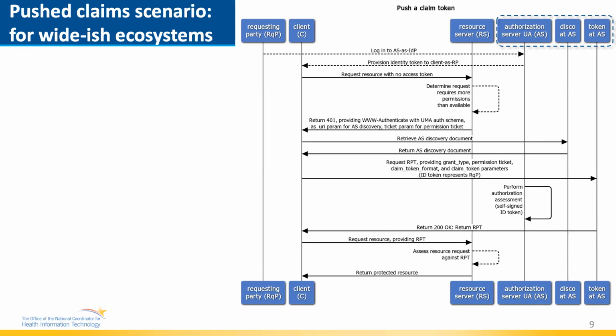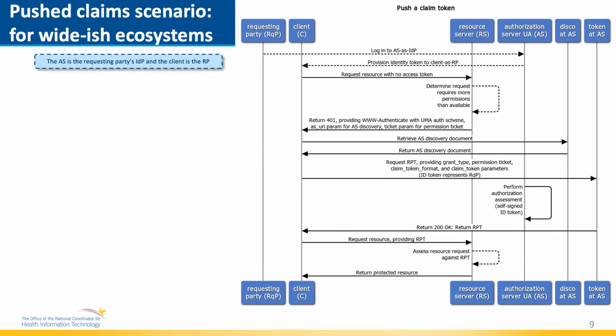So first note that what I've done in this swim lane is I've broken out the authorization server into kind of a user interface place and then a couple of different endpoints. We've got a discovery endpoint where you find the OAuth metadata, and then we've got the token endpoint that we know and love. It's a little bit extended in UMA, but it's there.